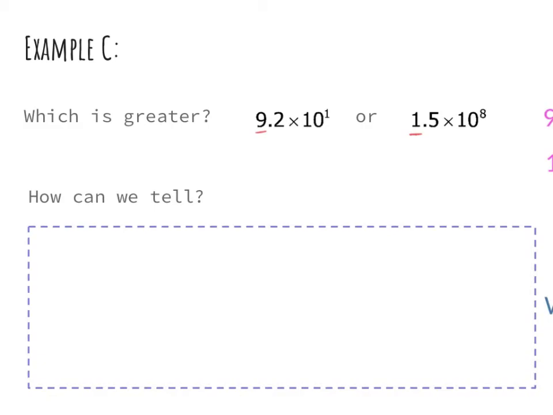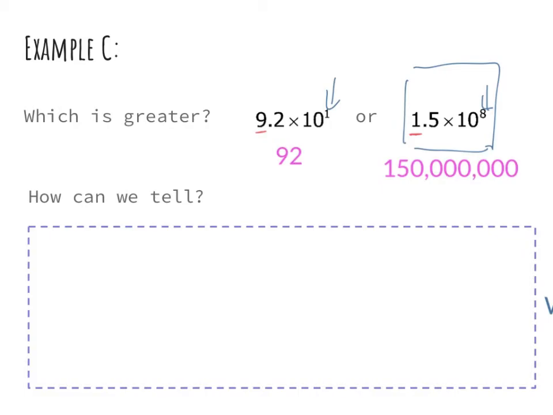Again, I can move my decimal points if I want to and then easily get the answer. But I'm going to just look at the exponents in this case. I see that the 8 is much larger than the 1. And since the 8 is much larger than the 1, I know that 1.5 times 10 to the 8th power is going to be much larger than 9.2 times 10 to the 1st power. And again, I can move my decimals to check it. If I do that, I end up with 92 on one side and 150 million on the other side.